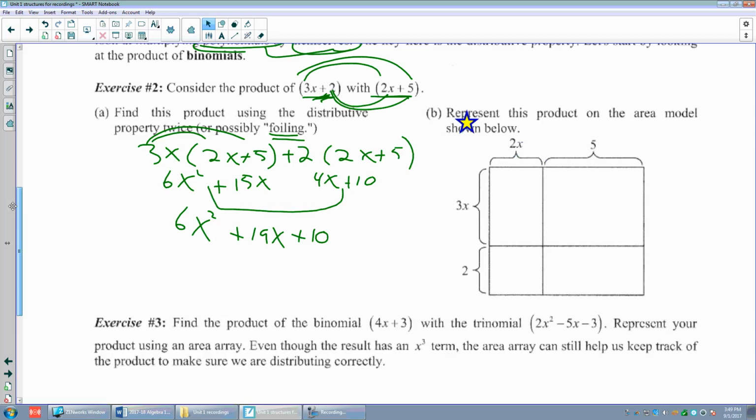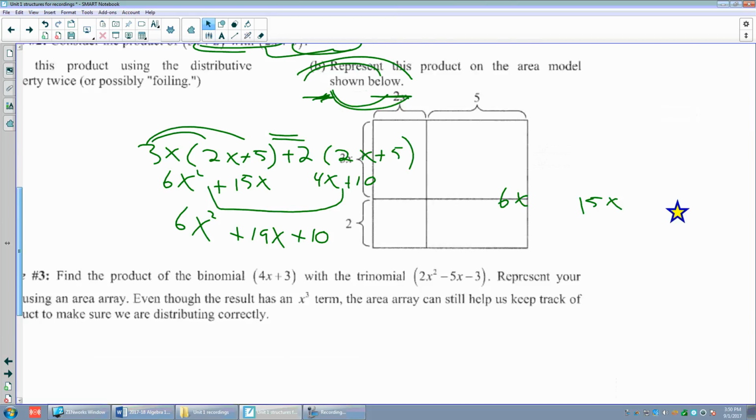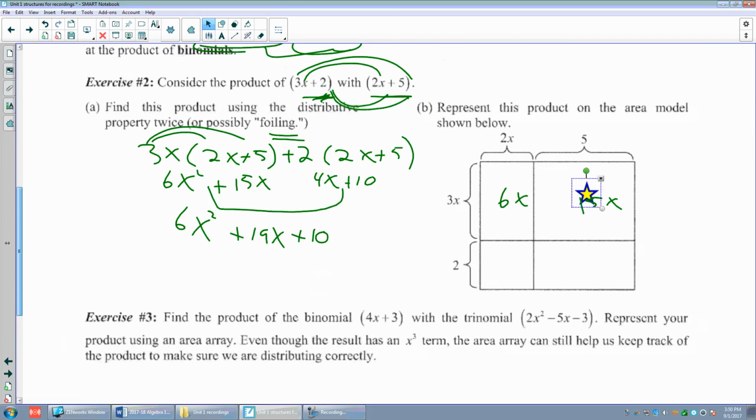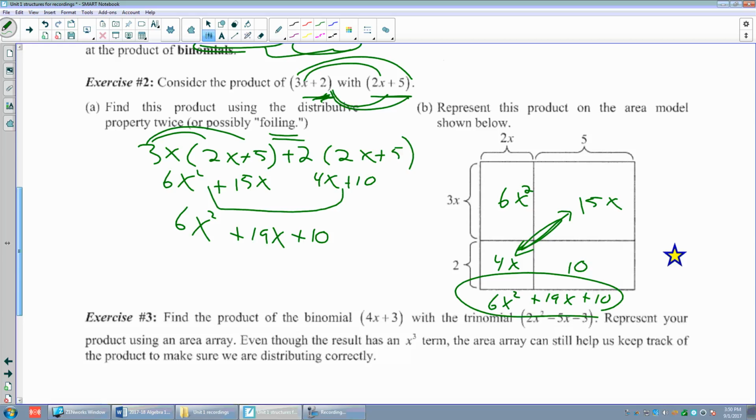So here, we wrote 2x plus 5 on top, and we wrote 3x plus 2 on the side, and this goes in here. The 2x times the 3x is a 6x squared, and then the 3x times the 5 is a 15x. Then the 2x times the 2 goes in there. That's a 4x. And a 2 times the 5 goes in here, which is a 10. So if we did it right, we just have to combine those, and we get exactly the same answer. Oh, bummer. Forgot the square there. Sorry about that. 6x squared plus 19x plus 10. Same answer.